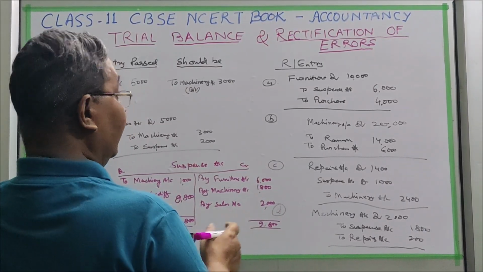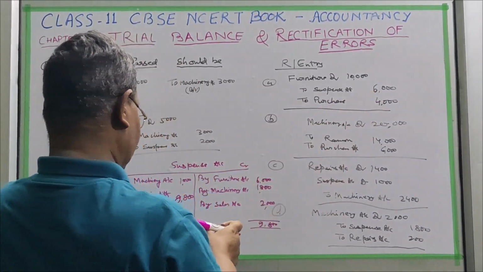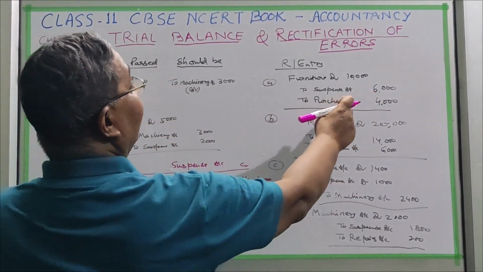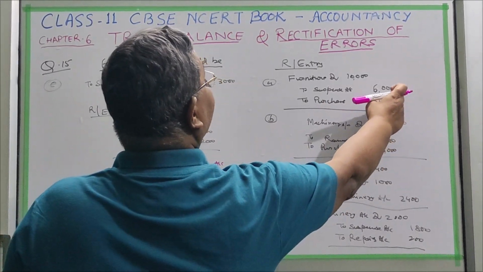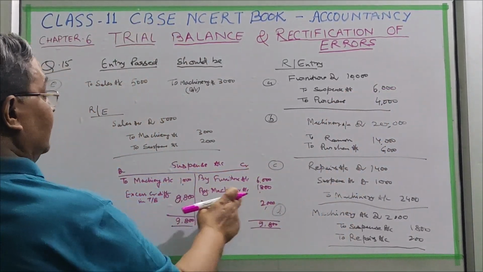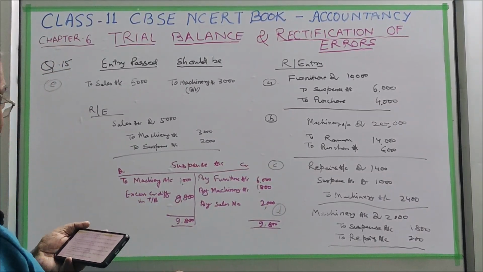So, due to this mistake, the purchase account in question A I wrongly wrote as 3,000; it should have been 4,000. So it will be 6,000, and 6,000 will come here instead of 7,000. Now this chapter is over.